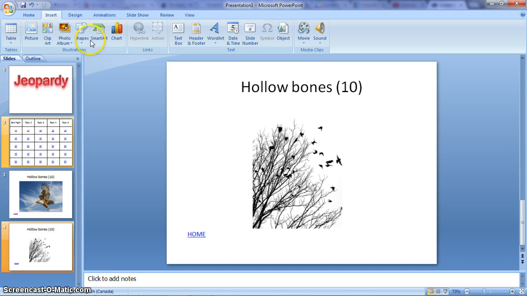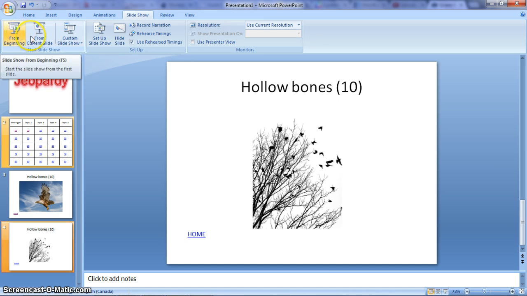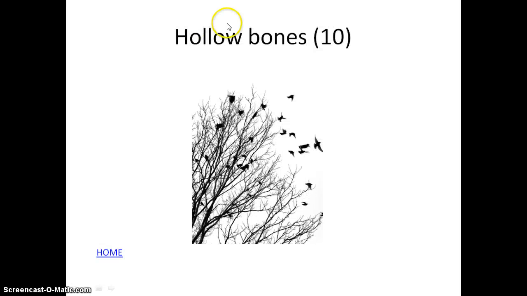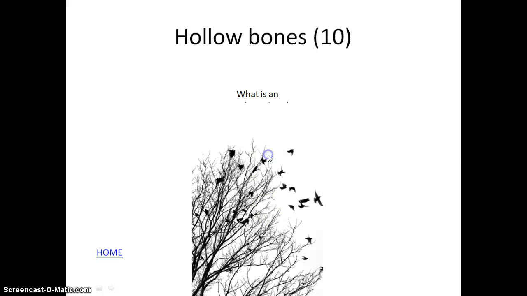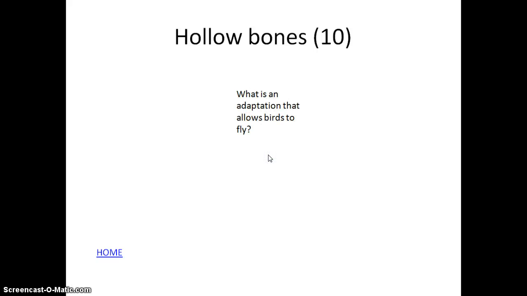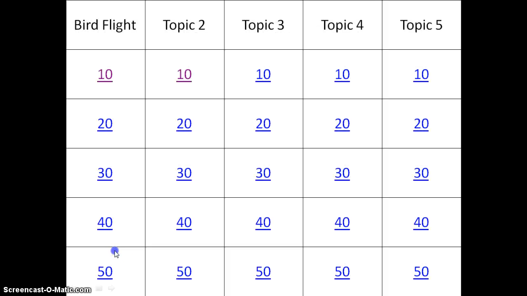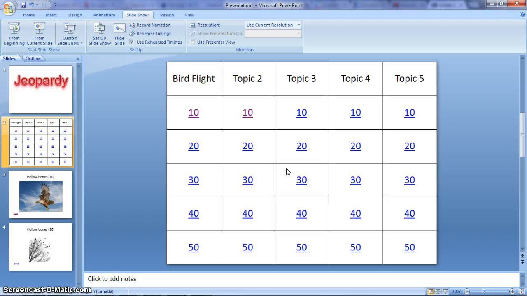So now if we go through and make a slideshow, this is what should happen. We go from the current slide, hollow bones. Somebody in the class has a response to that. They say, what is an adaptation that lets birds fly? Well, you want to find out if that's the right answer or not. So we click. There's your answer. Now, okay, cool, that person gets 10 points. We want to go back to the home screen. There we go. Now we can click on a different topic. That's how to create your Jeopardy PowerPoint slide.